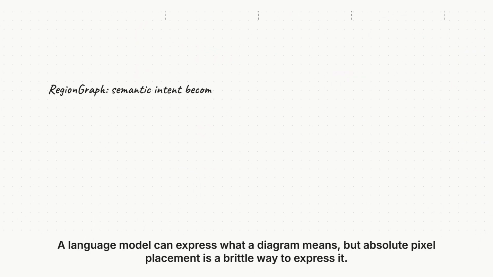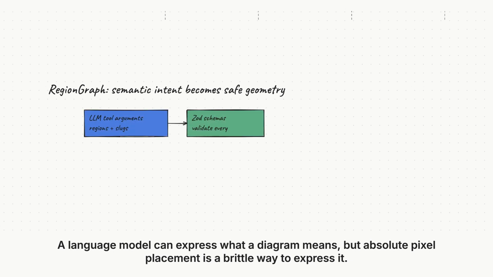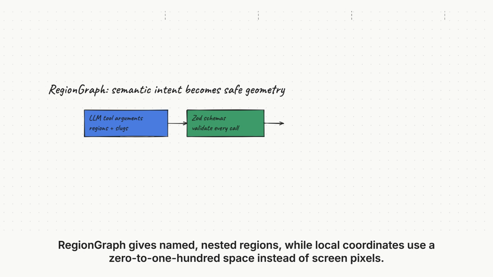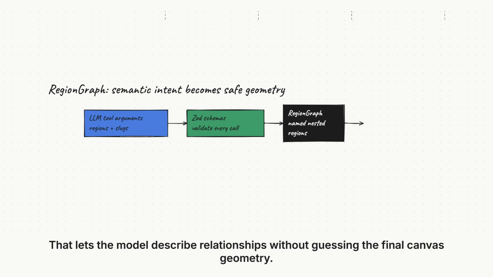A language model can express what a diagram means, but absolute pixel placement is a brittle way to express it. Region graph gives named, nested regions, while local coordinates use a 0 to 100 space instead of screen pixels. That lets the model describe relationships without guessing the final canvas geometry.